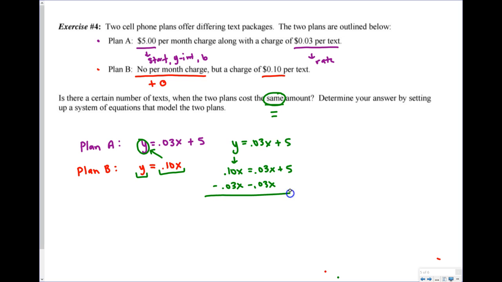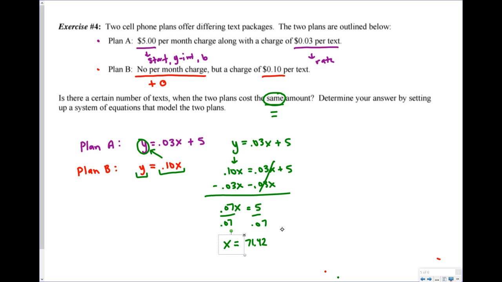Subtract the 0.03x on both sides. 0.10x minus 0.03x gives you 0.07x. 0.07x equals 5. When I solve this and divide both sides by 0.07, I get that x equals a decimal of 71.42. What this tells me is that at 71.42 texts, they will be charged the same amount.